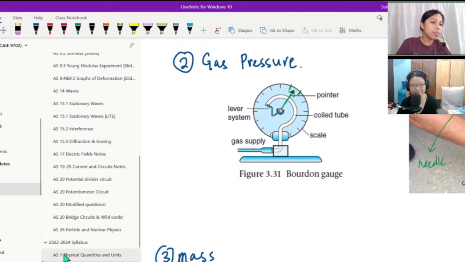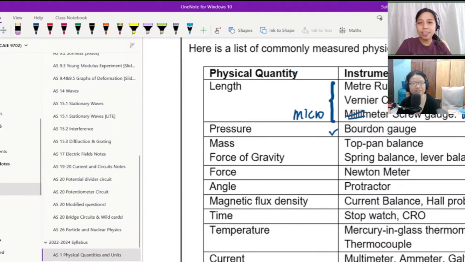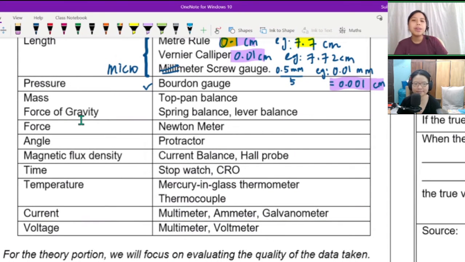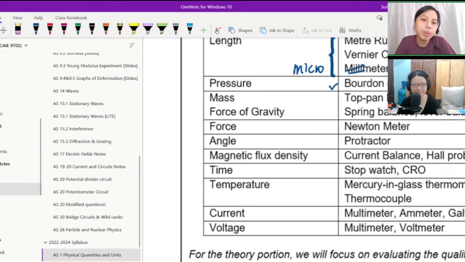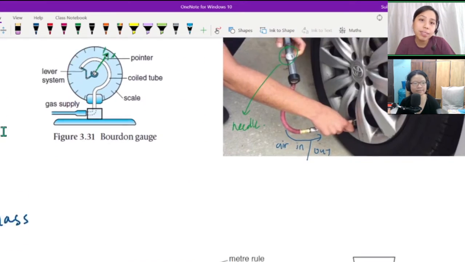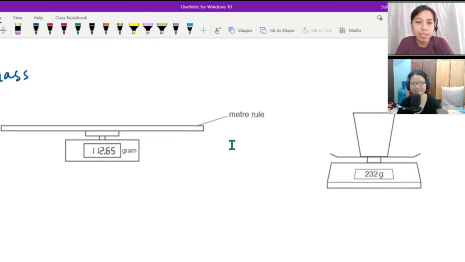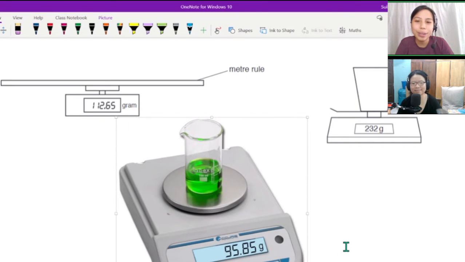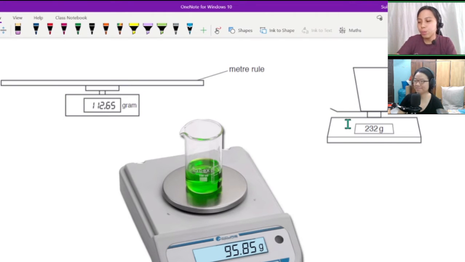Okay, what next? Other than the gauge, we have top pan balance, spring balance, lever balance. All these are used pretty commonly in labs to measure mass. You may have seen it before in a physics lab or chemistry lab or bio lab whenever you're required to measure things, and it looks like that one, measuring a green liquid right there. How about baking during MCO? If you are the type to use exact amounts to bake, you would probably want to use some of these as well.